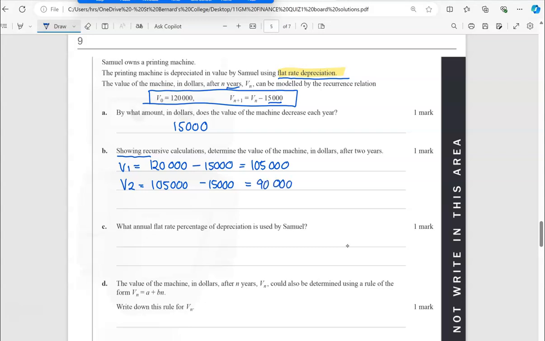Now, if you don't have all of that written, you don't get your mark. So if you just had 90,000, wrong. If you only had one of them, wrong. Okay? You have to show that.